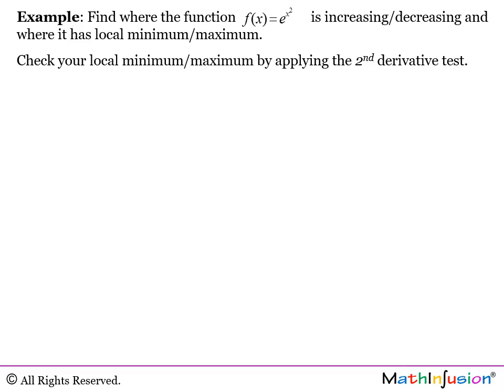Example: find where the function f(x) equals e to the power of x to the power of 2 is increasing, decreasing, and where it has a local minimum and maximum. Check your local minimum and maximum by applying the second derivative test. Here's the first derivative of the function. Don't forget to use the chain rule. It's 2x times e to the x to the power of 2. To find the critical numbers, we want to equal this to 0, but I would like to recall that e to the power of something is never 0, it's always positive, so the only critical number is x equals 0.